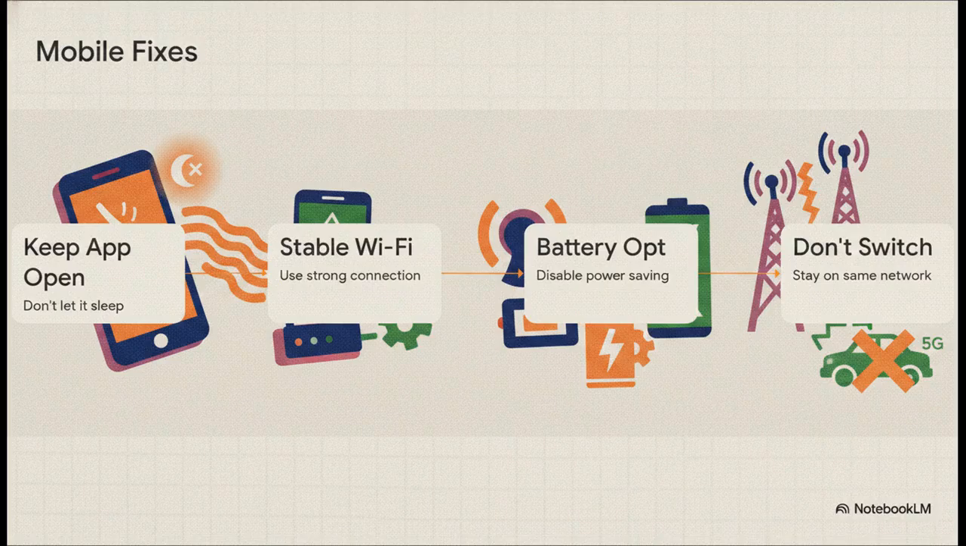For the mobile creators out there, phones are famously tricky for large file transfers. Modern smartphones are designed to save battery at all costs, which means they will aggressively kill background tasks. If you minimize the app to check a text, your phone might just silently kill the upload. So you have to keep the app open and on the screen. Make sure you're on stable Wi-Fi. You might even need to dig into your phone's settings and disable battery optimization just for that upload session.